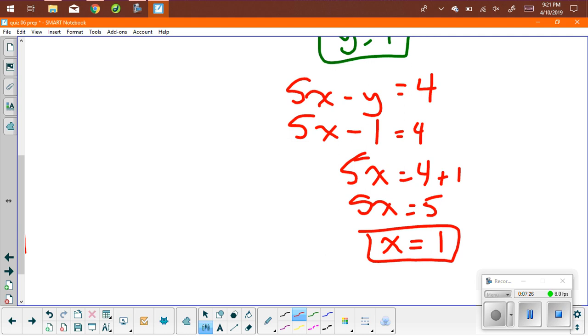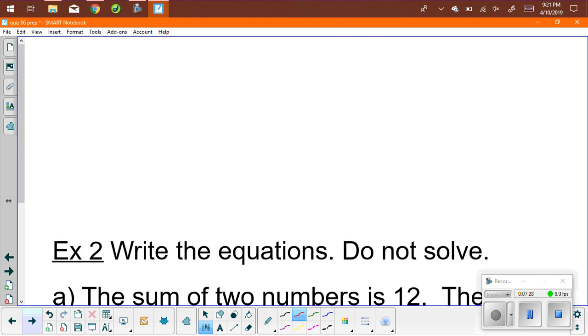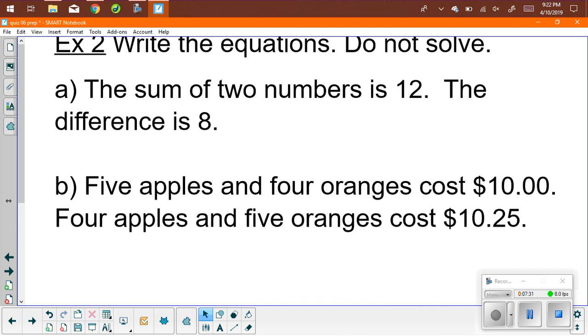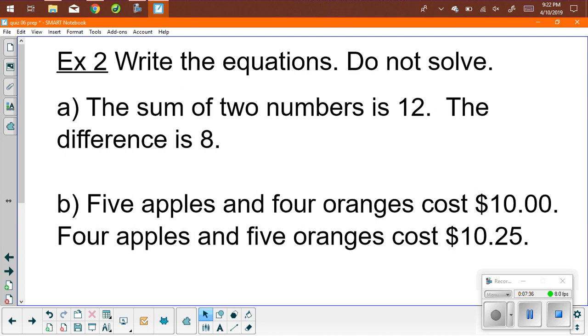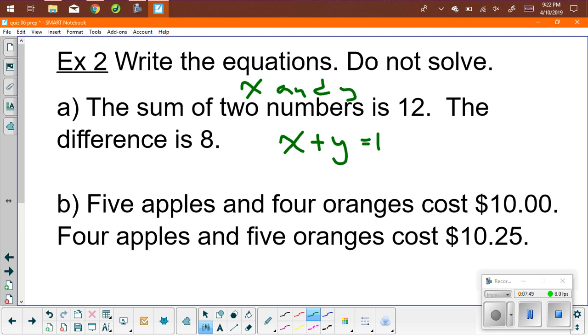Okay, quick review of example 2. For the sum of two numbers is 12, if I called my numbers x and y, those are my two different numbers. The sum is 12. That means when I add those numbers, x plus y, I get 12. And when I subtract those two numbers, their difference, that's 8. There's two equations using x and y, and they're nicely set up to eliminate.